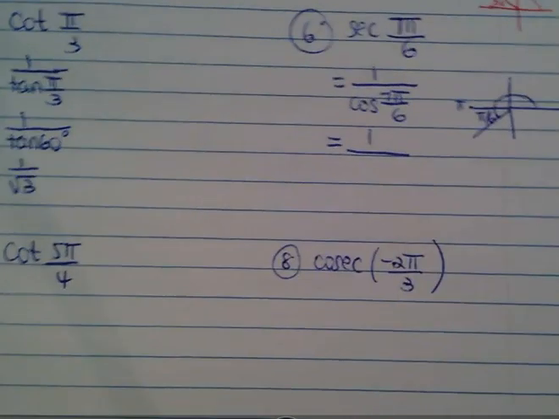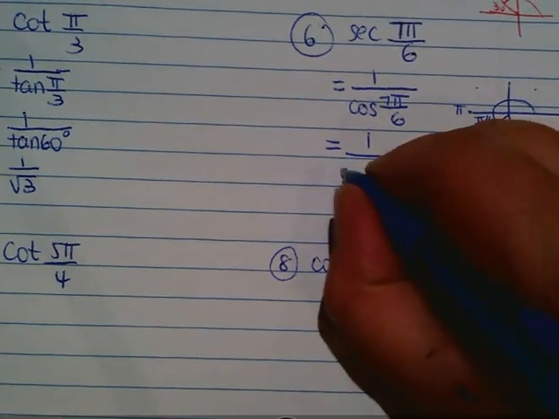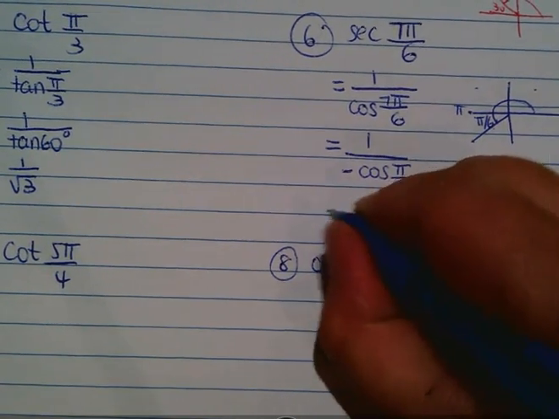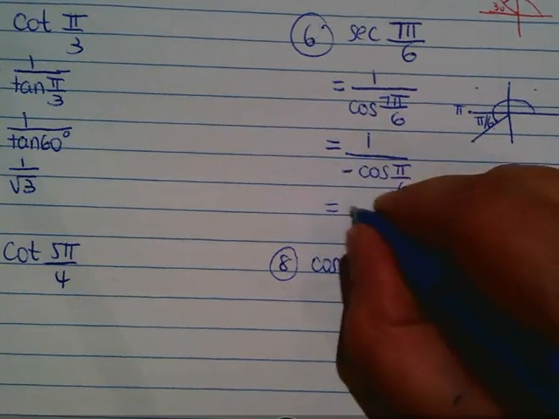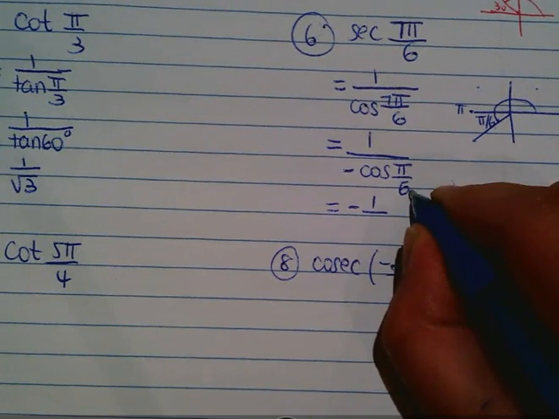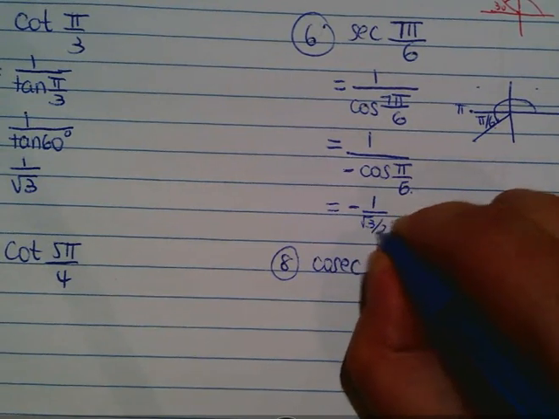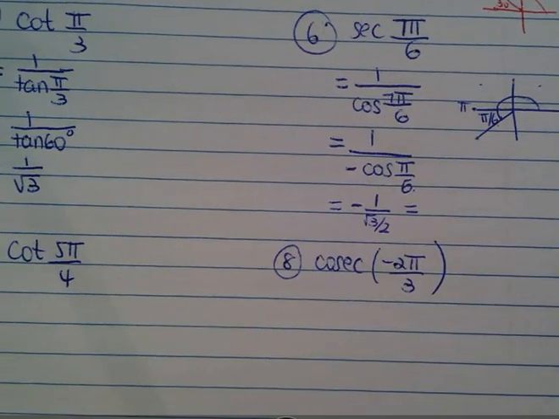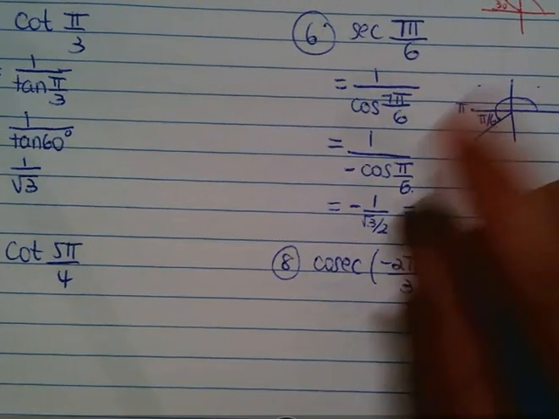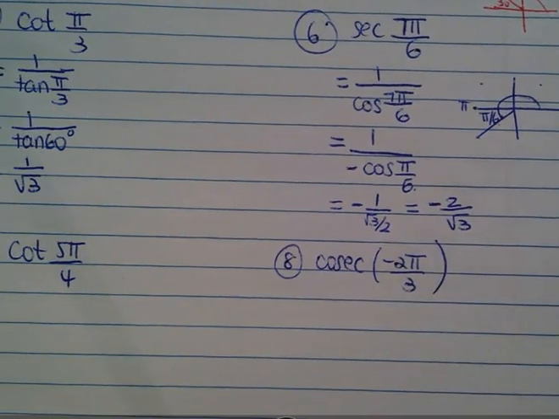Now, cos is negative in quadrant 3, all stations to central. So cos of 7 pi on 6 is the same as negative cos pi on 6. So this will be 1 divided by a negative, so my answer is going to be negative. So it's negative 1 on, now this is cos of 180 on 6 is 30. So it's cos 30. So it's negative 1 over root 3 over 2. Now we don't write it like that. You don't put 1 over a fraction. So it'll just be the reciprocal of root 3 on 2. So it's still going to be negative. It's going to be negative 2 on root 3.